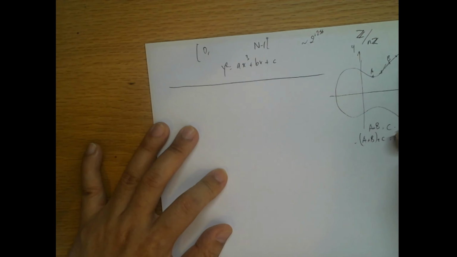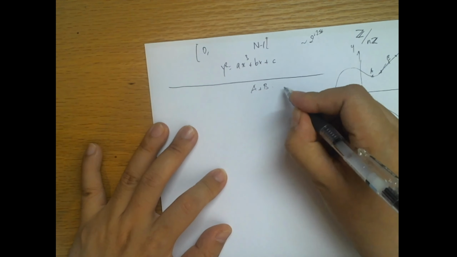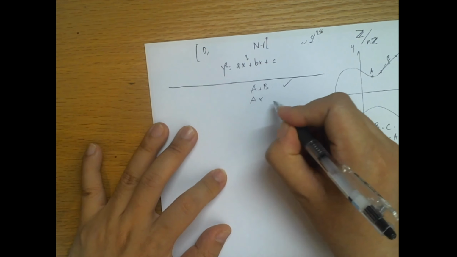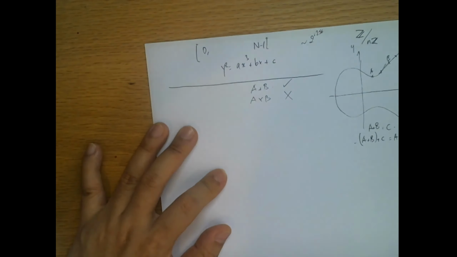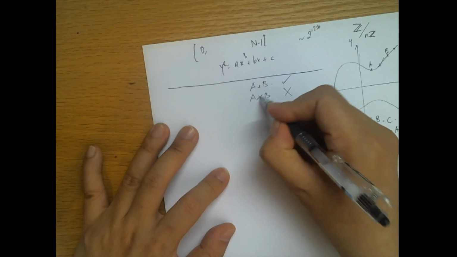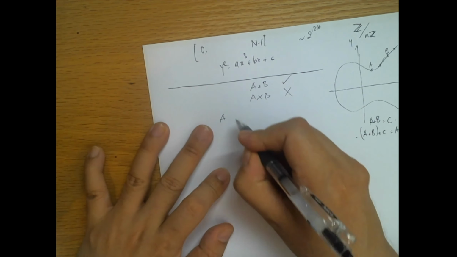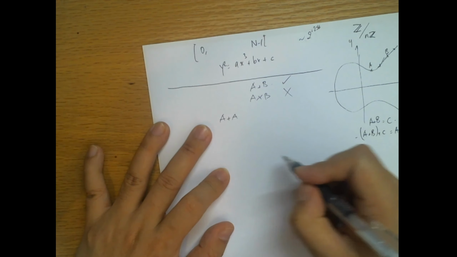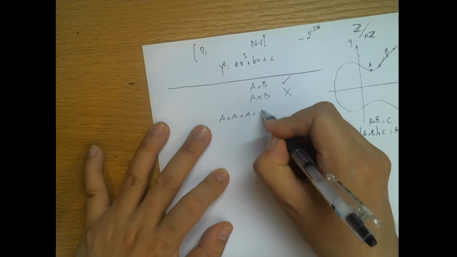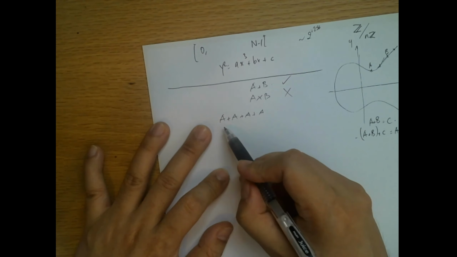So A plus B is okay, but A times B is undefined. What you can do is to say that if you have a point, you can add it to itself, and then you can repeatedly do that. So by doing that, we define this to be 4A, 4 times A.